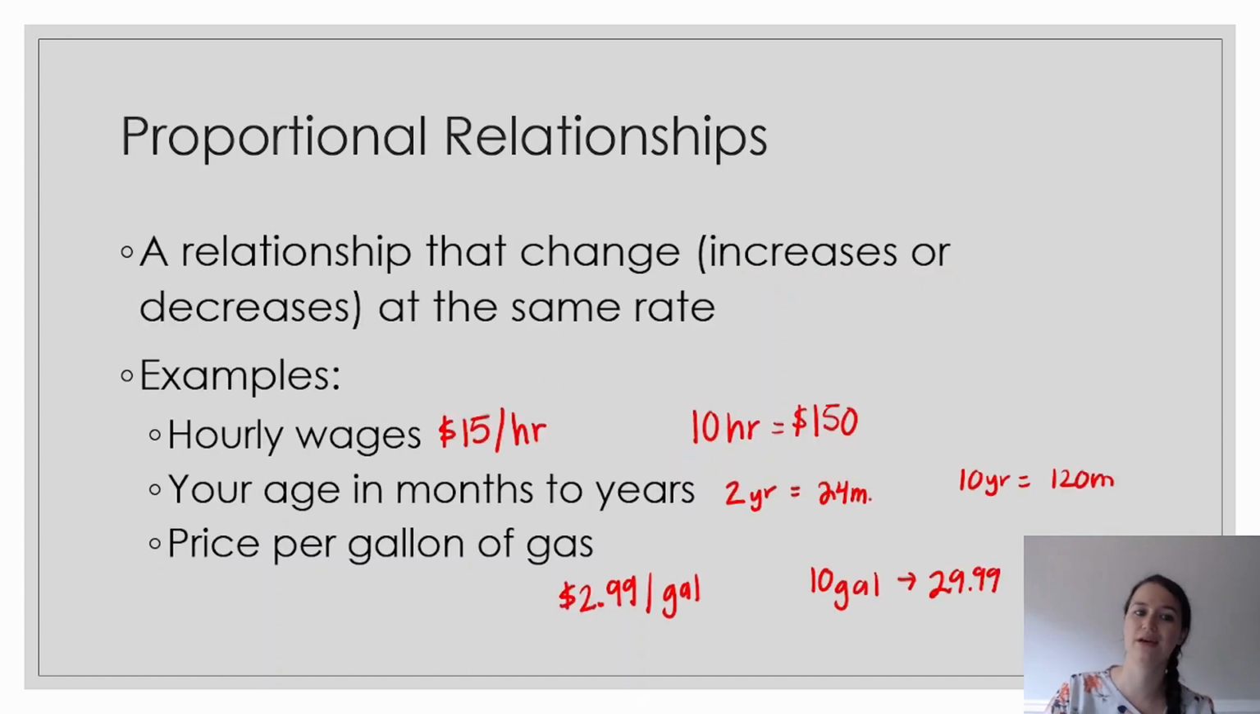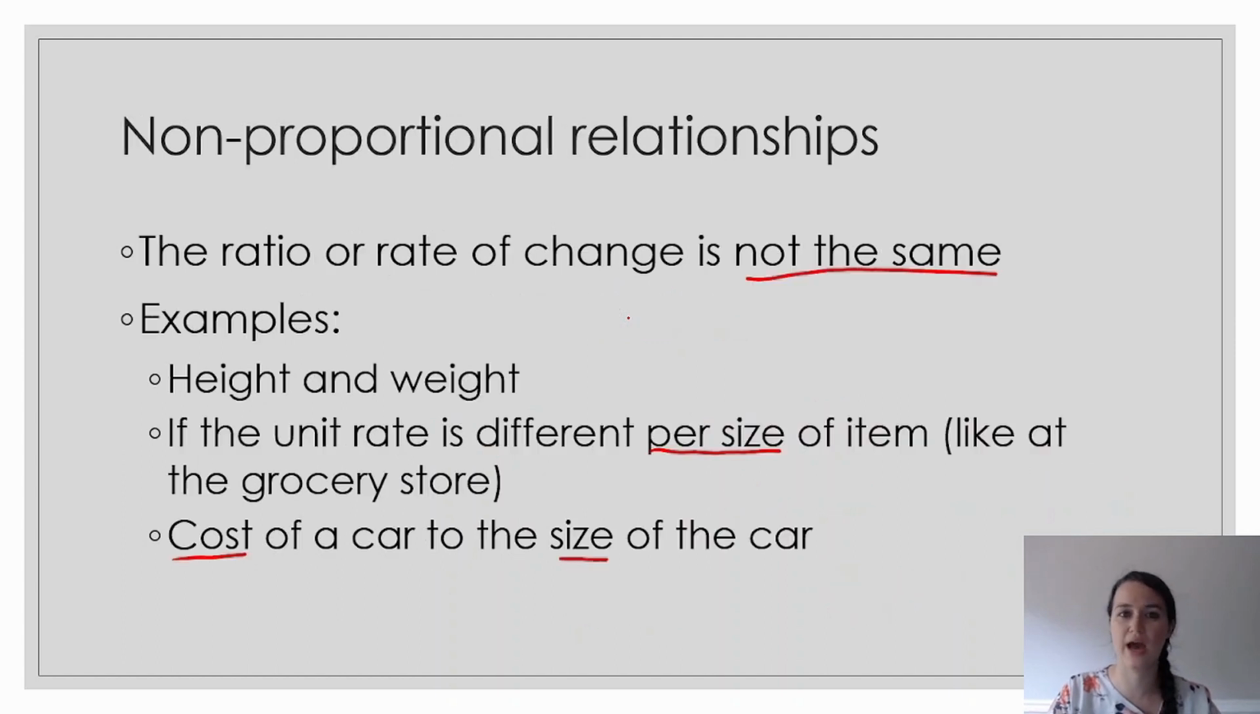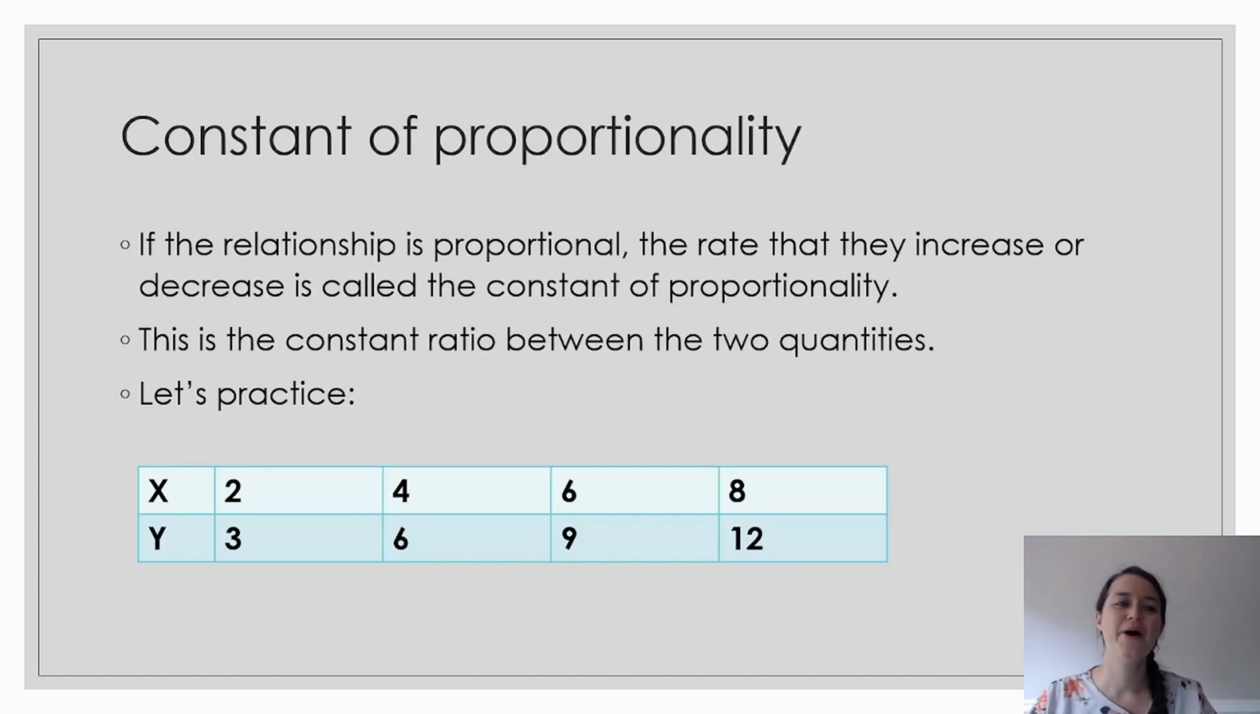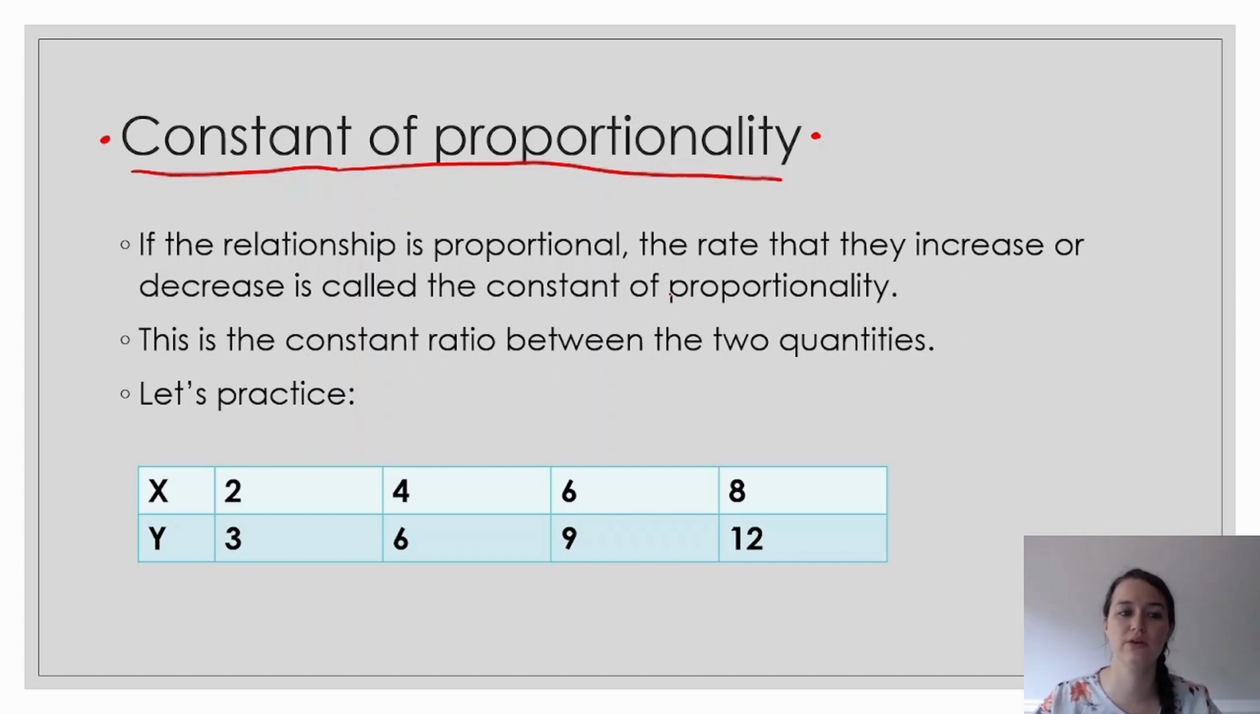So again, proportional, they increase or decrease at the same rate, okay? If you've studied slope and things like that, that would be your slope in that situation. If you haven't, don't worry, we've got videos on that coming. Now, if they do increase or decrease at a constant rate, the same rate, we call this the constant of proportionality. So that shows it is proportional, they increase and decrease at the same rate. So if it is proportional, the rate that it increases or decreases is called the constant of proportionality. So this is your constant ratio, okay? So ratios, again, between your two quantities.